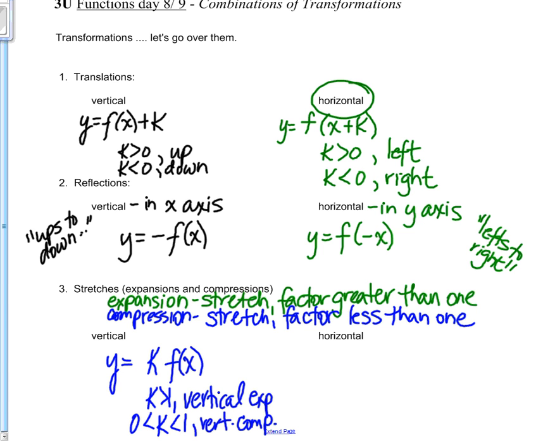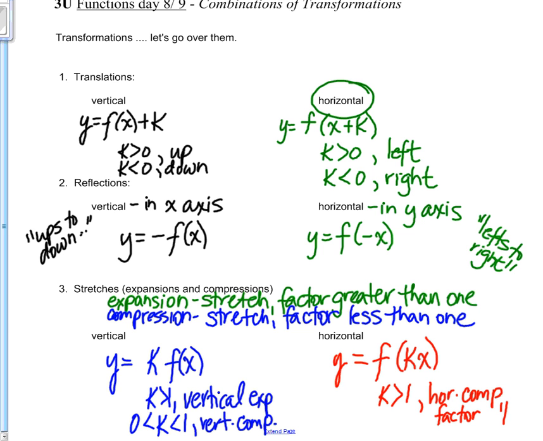For horizontal expansions and compressions, we have multiplied inside the function. And this is where it's strange. If k is a number larger than 1, then there is a horizontal compression factor 1 over k. So if you had a function with 2x inside the function, it would be a horizontal compression factor 1/2.